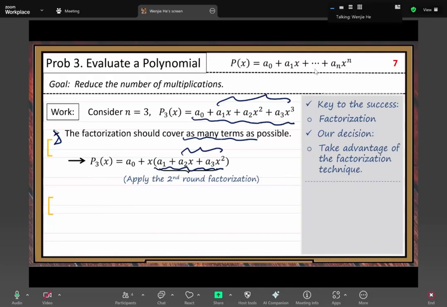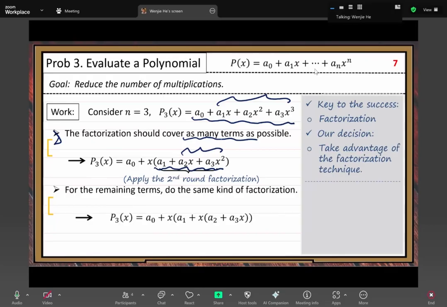Yeah? Because the more factorizations you do, the better the improvement, right? Yeah. Every time you apply factorization, you reduce the number of total multiplications. So we want to keep doing factorization until we cannot. Okay? Yeah. We have no room to improve, so we stop. Yeah. All right. So here we do 2 rounds factorization. Yeah. All right. So you can see after 2 rounds factorization, we have this expression.